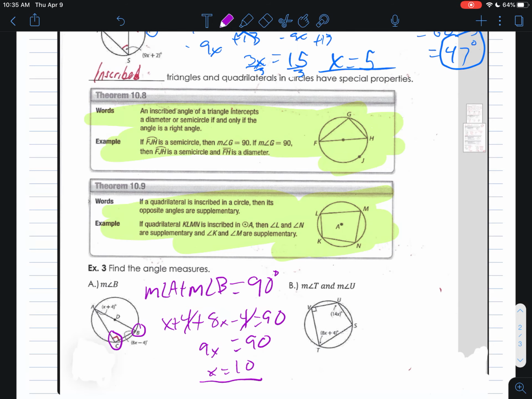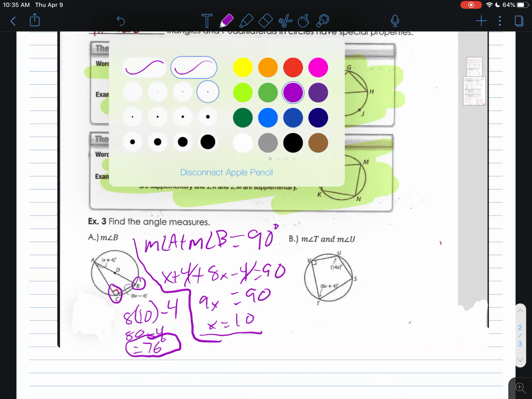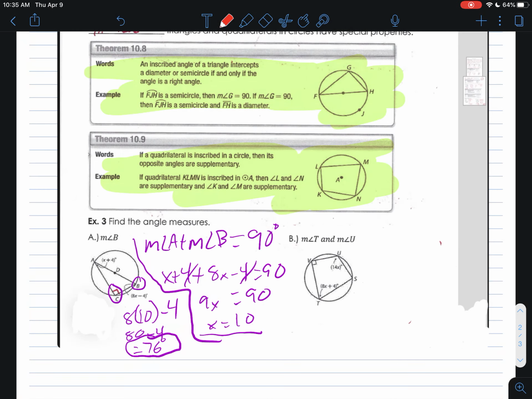Okay, once again, we're almost done. Now, we have to plug it back into B. Eight times 10 minus 4. That's going to equal 80 minus 4. And eventually 76 degrees. Okay, and then last but not least, let's look at this one, example 3b.